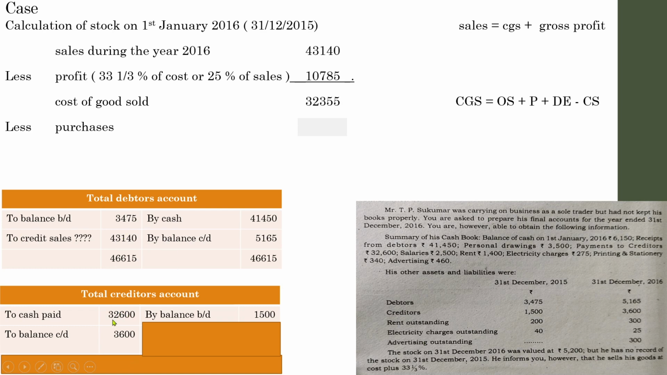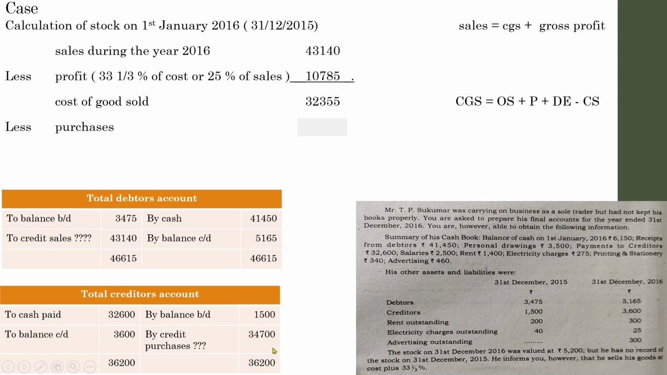Just like the balancing of debtors account, here also go through the totals. This side is having a bigger value, write down the total, show the same total on the other side also, and find the difference between 36,200 minus 1,500. You will get credit purchases during the year.